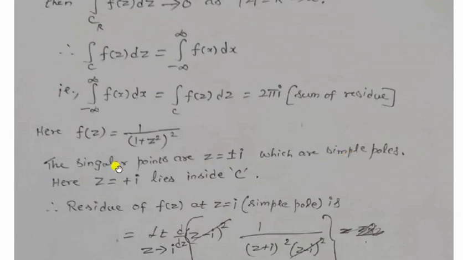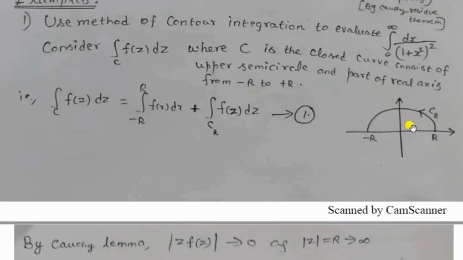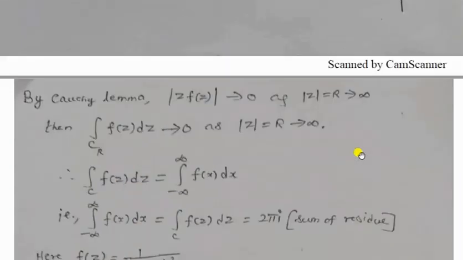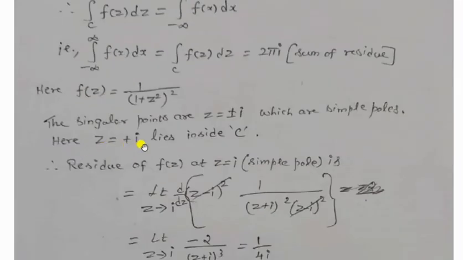Then after finding the singular points, you have to check which point lies inside. So the contour is the upper semicircle. So obviously these are the points plus i and minus i. On the imaginary axis, only plus i will lie inside, minus i will be outside of this contour. So only the positive side we are taking as the contour. Therefore z equal to plus i lies inside. Other points will lie outside. So it is enough if you find the residue for that point which lies inside.